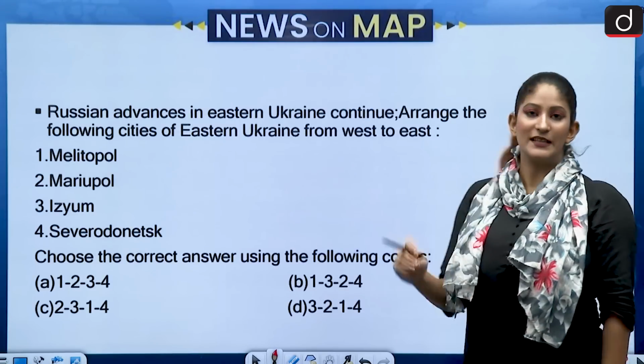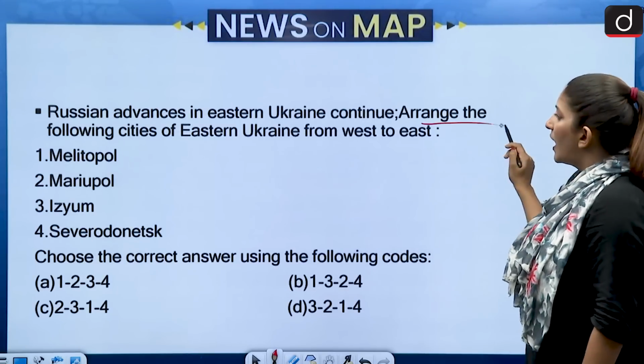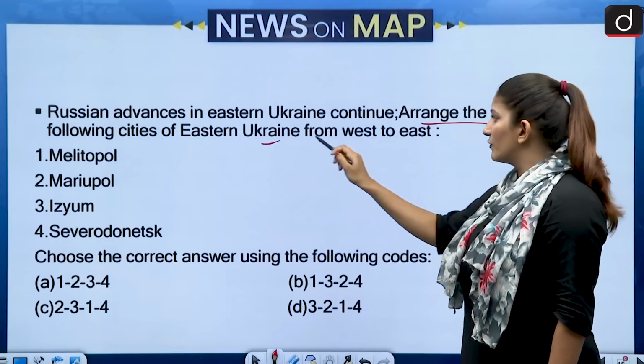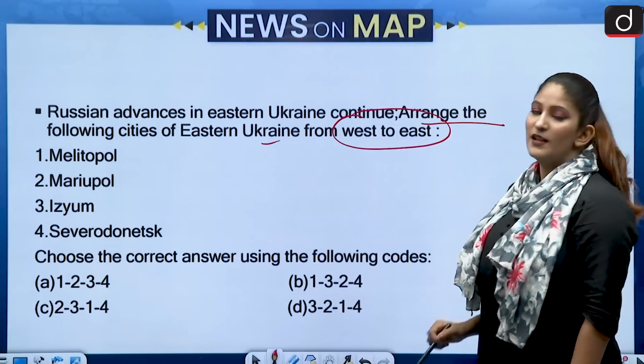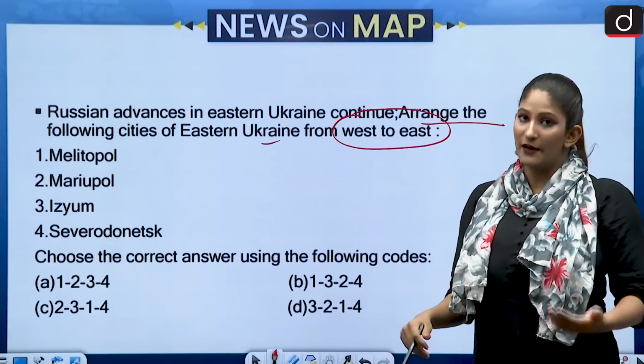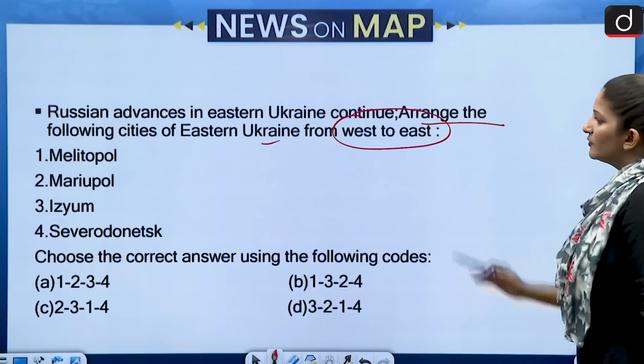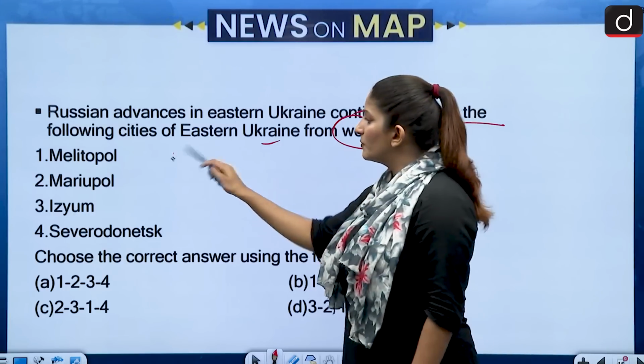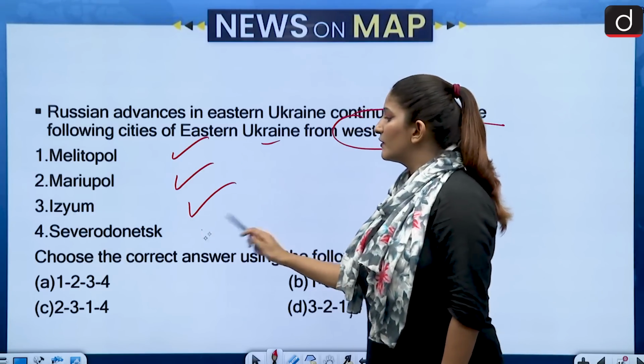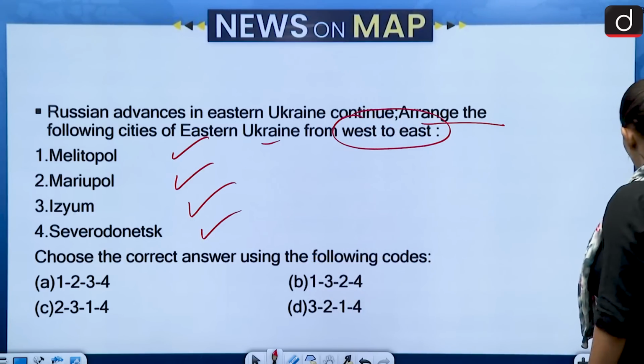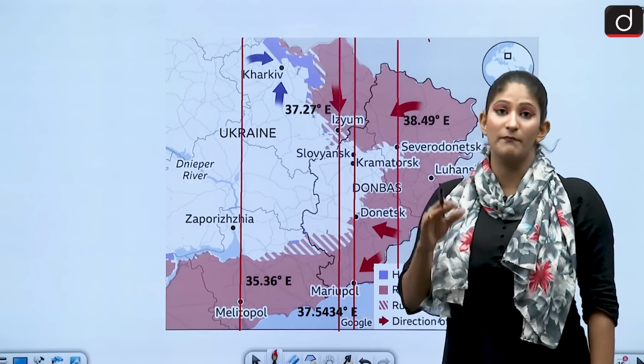Russian advances in eastern Ukraine continue. Arrange the following cities of eastern Ukraine from west to east. That means we have to go from left to right. Alright, so first we have Melitopol, Mariupol, Izium and Severodonetsk. The aggression in Severodonetsk is unparalleled.